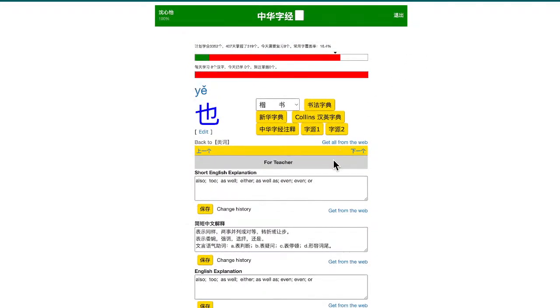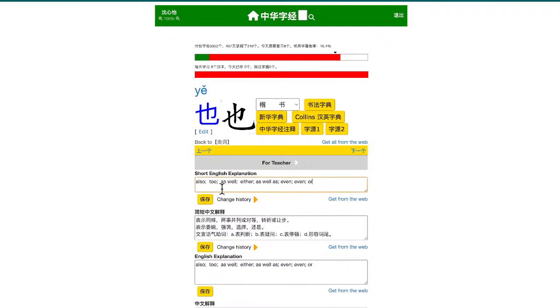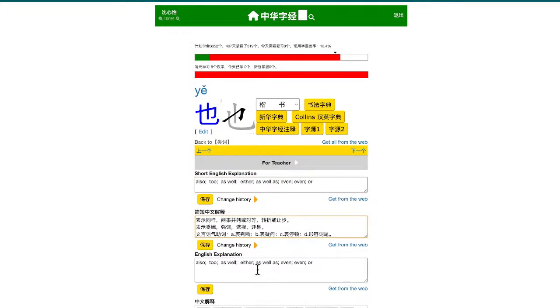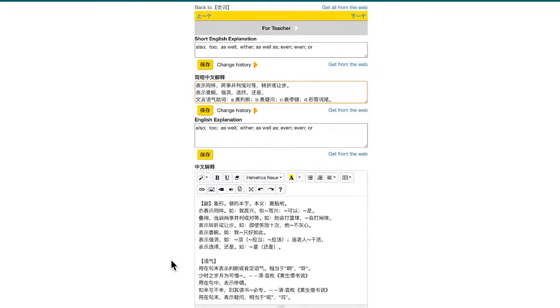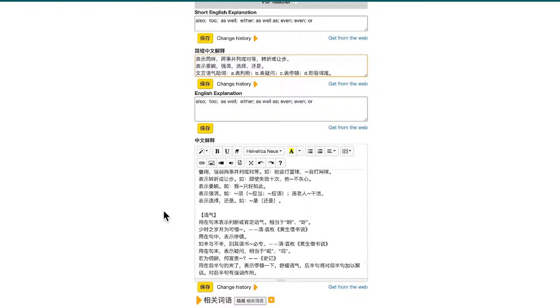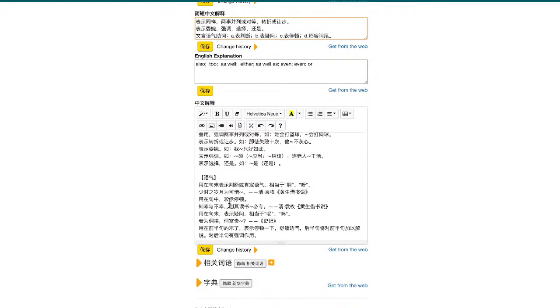Next one, 也. This character is a common word in both classical Chinese and modern Chinese, although the usage is a little different. In modern Chinese, 也 just means also, too, as well, or as well as. That's the basic meaning. But in classical Chinese, there are other grammatical usages.